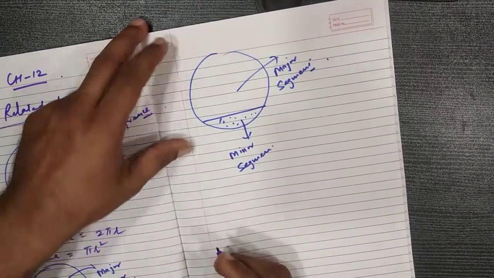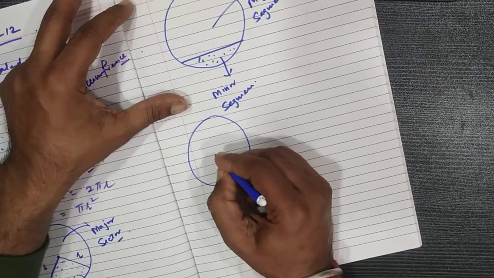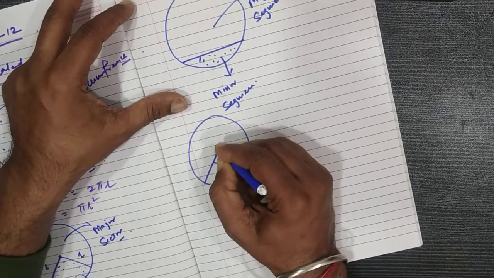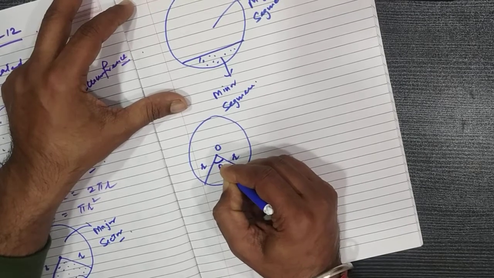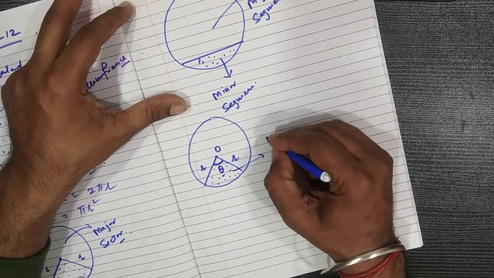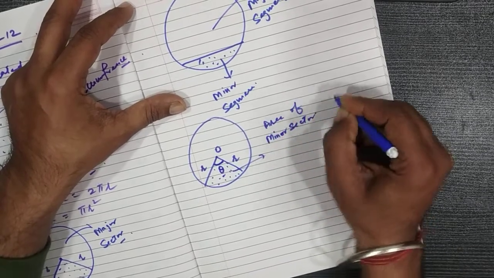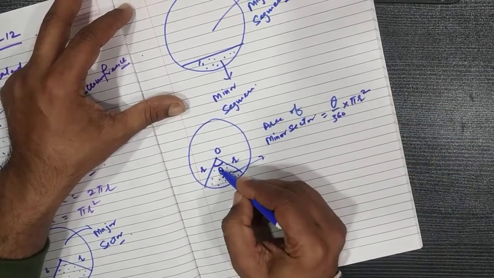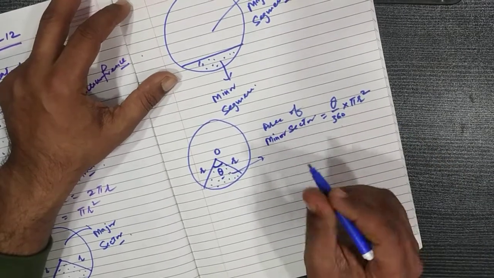Now the next part is about the area of minor sector and major sector, sorry. Suppose I take this sector, and this is center O, this is radius R, and these two radii make an angle theta at the center, and we have to find the area of this sector. This is the minor sector. So the area of this minor sector will be theta upon 360 into pi r square. This angle is known as theta. This is the area of the minor sector.